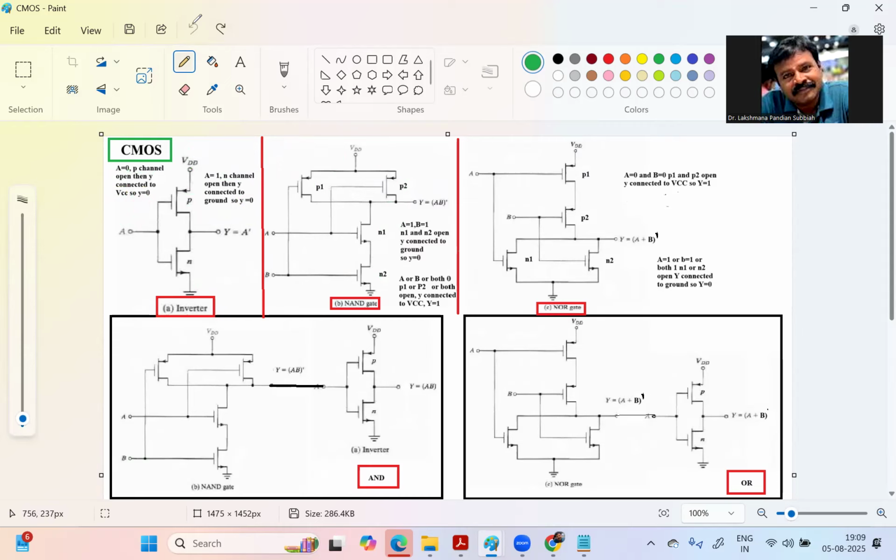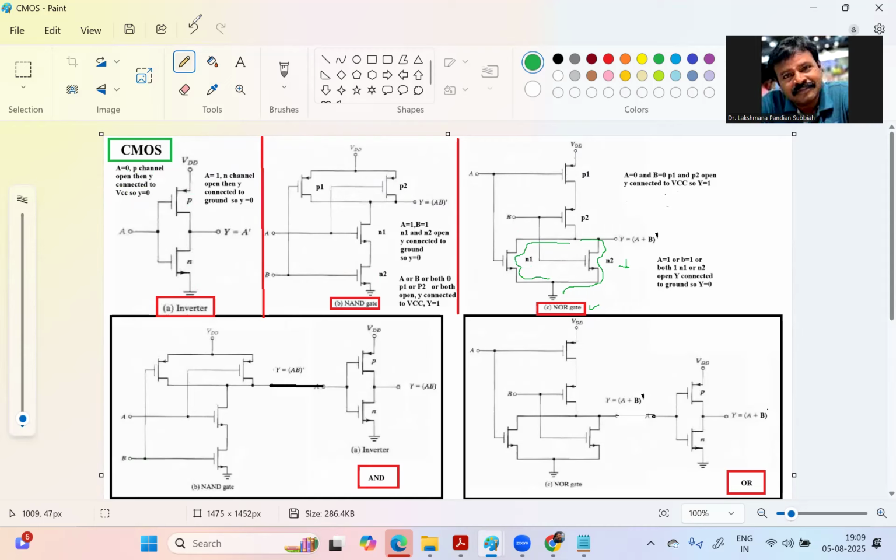Right. Then we are coming to the NOR gate. How do you design a NOR gate? You have to connect the N channel transistors in parallel at the bottom. Parallel means this is the parallel connection, right? So both are connected in parallel. So N1 and N2 are connected in parallel at the bottom, and you have to take the output.